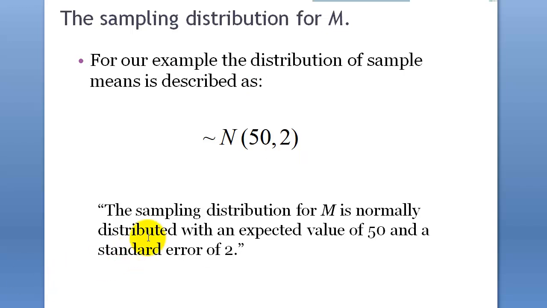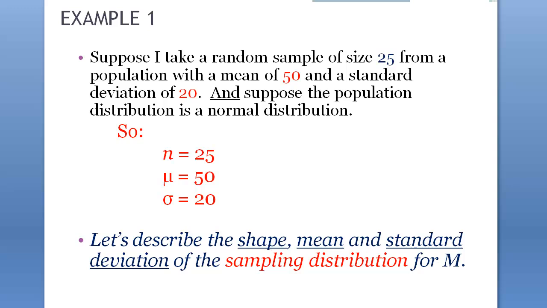So let's use actual numbers from the example. In a previous example, you say the sampling distribution of M is normally distributed with an expected value of 50 and a standard error of 2. Suppose you take a random sample of size 25 from a population with a mean of 50 and a standard deviation of 20. It's the same population, but this time we're taking a sample of 25 instead of a sample of 100.